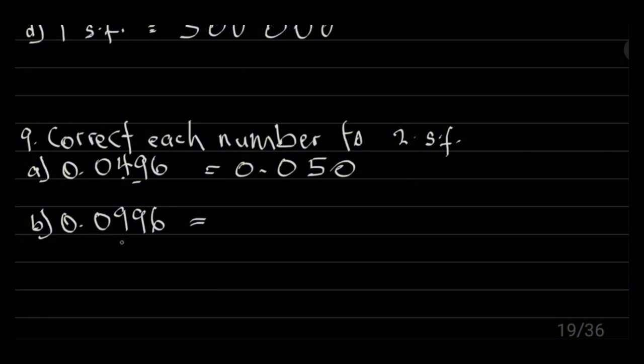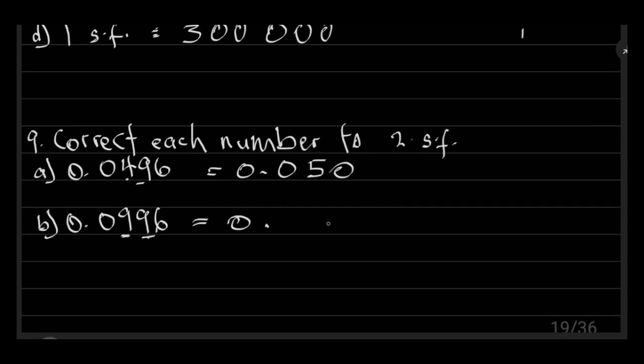With B, our first significant figure is 9, second is 9, and when we round them up, 6 is going to affect 9, making it 10. 10 will also affect 9, making it 10. So this is going to be 0.100.